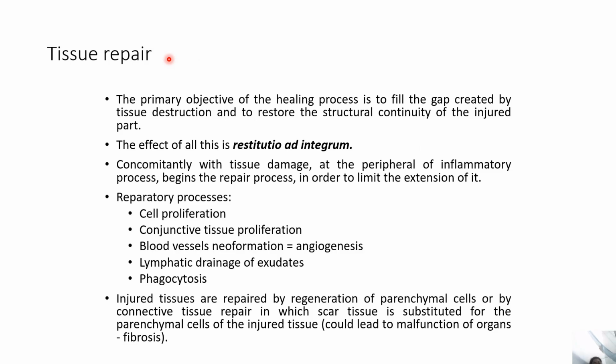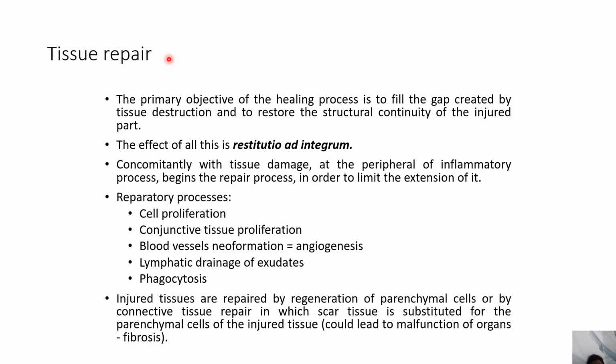Okay. Then if we talk about tissue repair, the primary objective of the healing process is to fill the gap created by the tissue destruction and to restore the structural continuity of the injured part, right? And concomitantly with tissue damage at the periphery of the inflammatory process begins the repair process in order to limit the extension of it. So reparatory processes will involve cell proliferation, connective tissue proliferation, new blood vessel formation, which is also angiogenesis, lymphatic drainage of exudates, and phagocytosis.